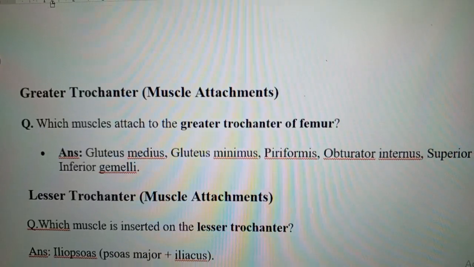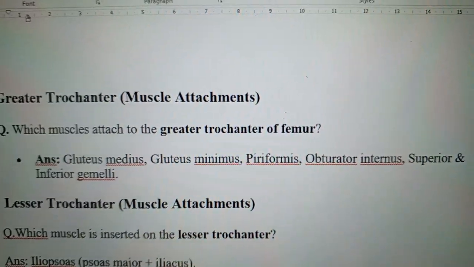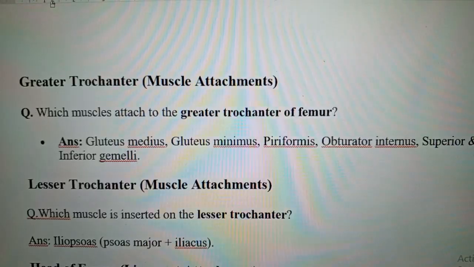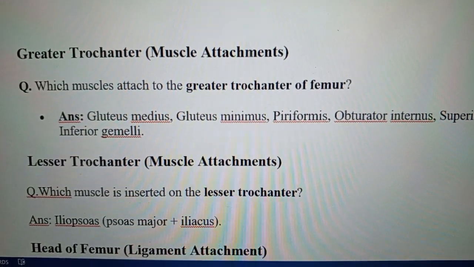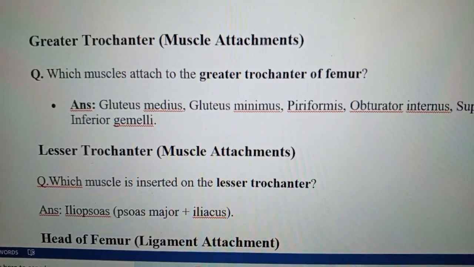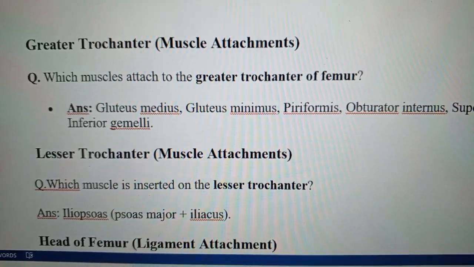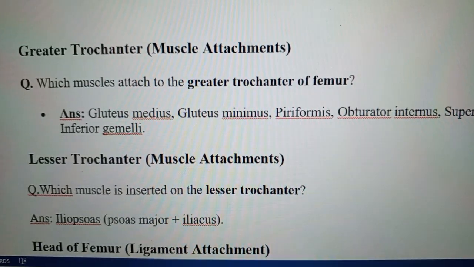Now let's talk about the muscle attachments. A bony mark can be given either on the X-ray or on the bone. A mark can be given to you on the greater trochanter, and the muscle attachments can be asked to you. I am going to make a separate video for that.